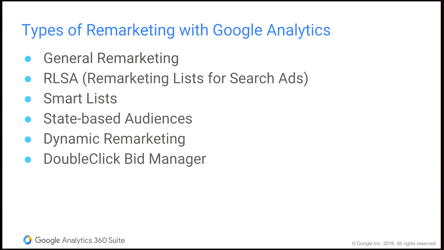One of my favorites is remarketing lists for search ads. This allows companies to actually enter auctions for different types of keywords that you would never normally do. So let's say you're a retailer and you sell shoes. You probably wouldn't want to spend any time or money bidding on the keyword shoes because it's too generic. Someone could be looking for bowling shoes or running shoes or some sort of fashion shoes.